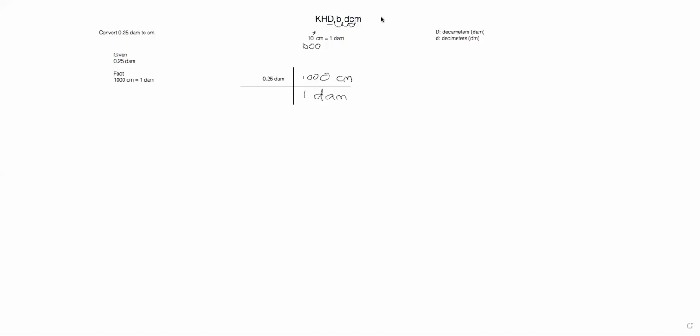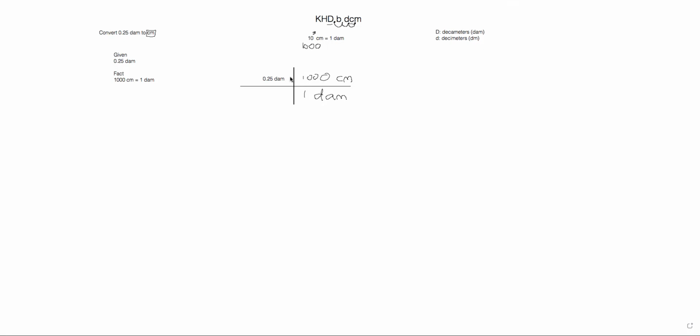And you have to make sure that the thing that you're trying to get is on top of the fact. So we're trying to get to centimeters. That's our goal. That's our destination. So that's why centimeters goes on top instead of decameters. So now that we have that, we need to just grind through the math and then figure out what units we're going to have left after we finish all the math.